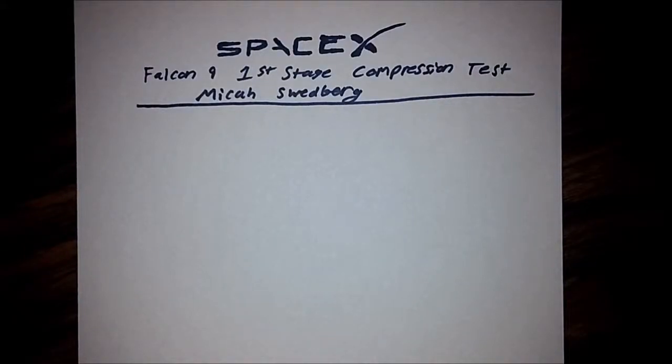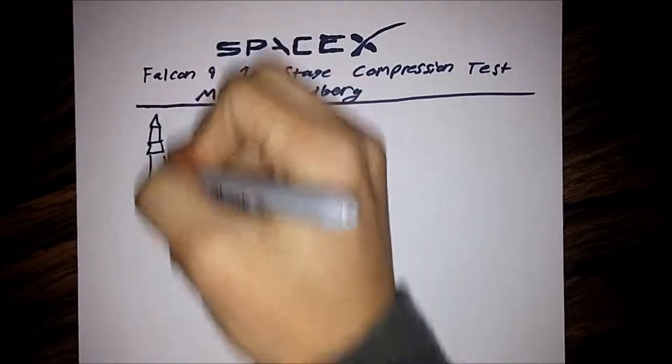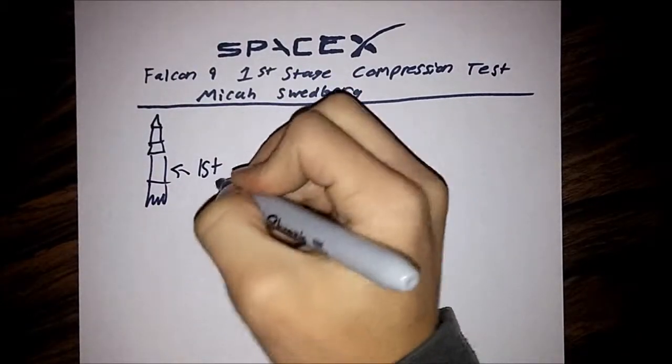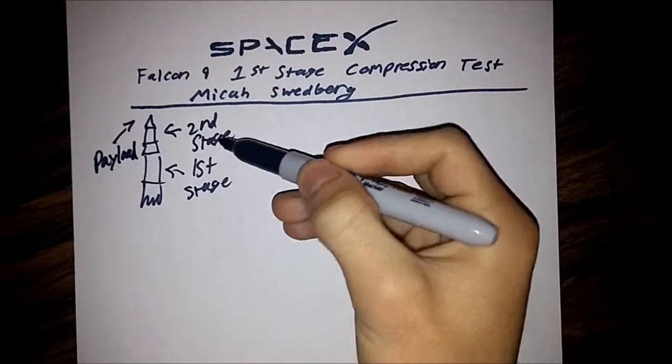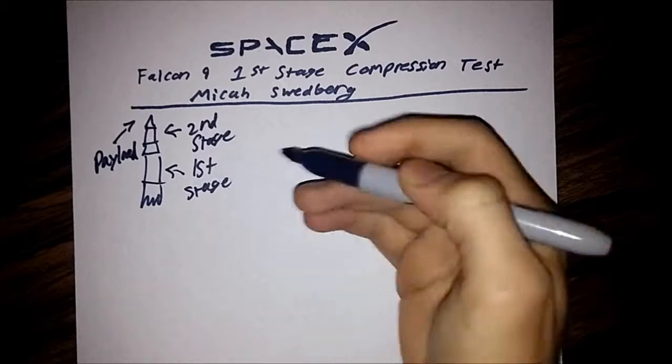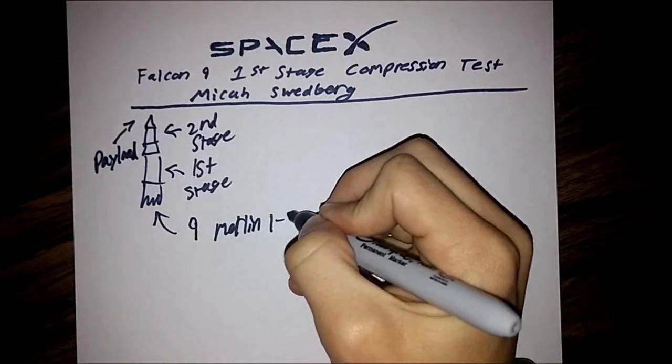Hi, I'm Micah Swedberg, and I'm going to be doing the buckling calculations for the first stage of the Falcon 9. So the Falcon 9 is a two-stage rocket that launches satellites into orbit. It carries a payload on top of the second stage that's released by the first stage. That's all powered by 9 Merlin 1D rockets.